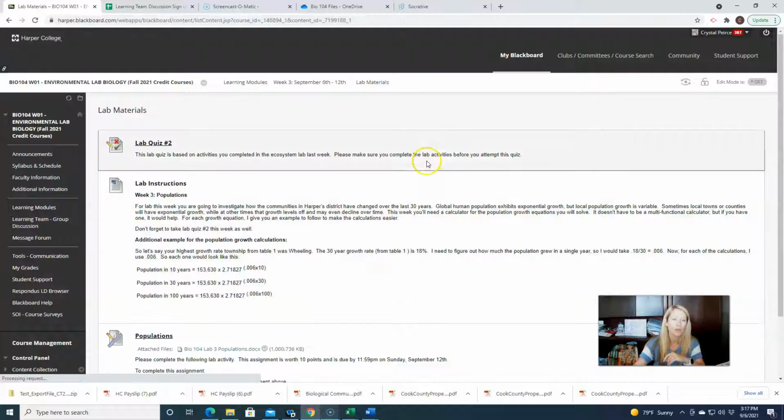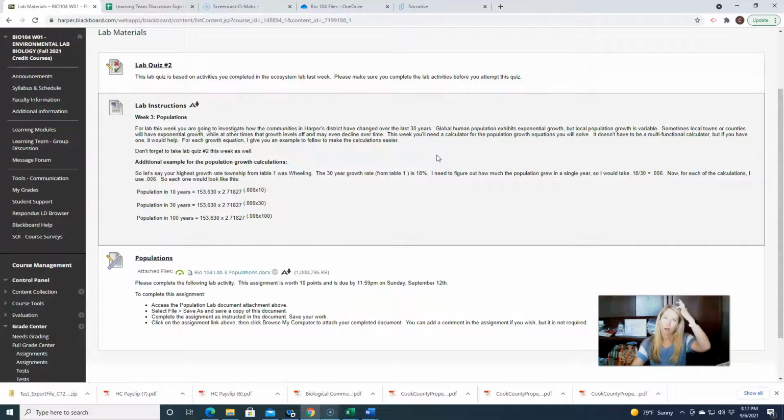For lab this week, we have probably our most math-intensive lab. And it's not difficult math by any means, but I know that sometimes people can get kind of anxious and nervous about math. Like I said, I've tried to give you as many sample problems as I can in the lab, so you know exactly what these calculations look like and how to do them.